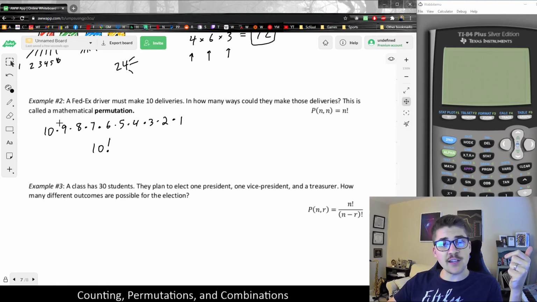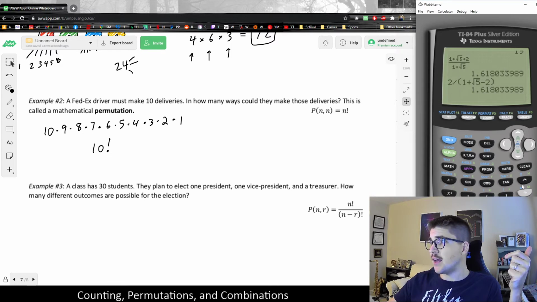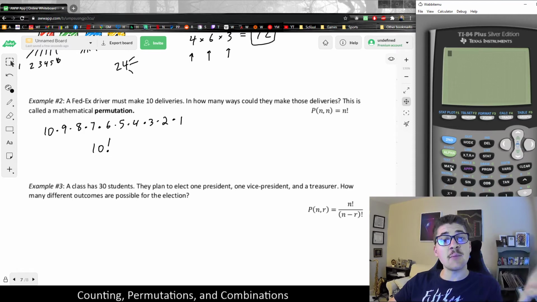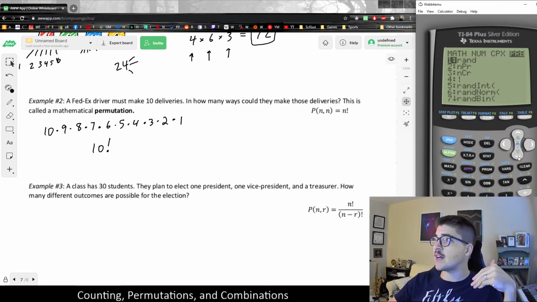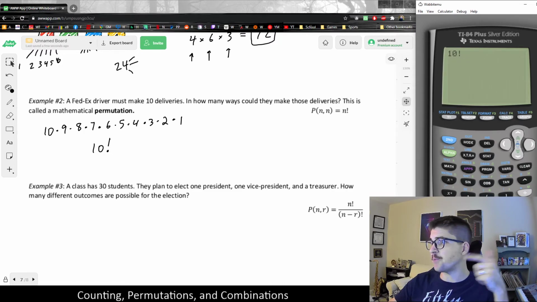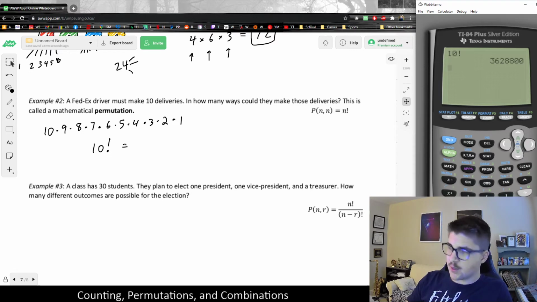Of course, in a calculator, you could type in this chain, but most calculators will have a factorial option. If I start by typing in 10, and then go into math and then PRB in the TI-84, which stands for probability, you can find formulas for permutations and combinations as well as factorials right in there. So the exclamation point is right there. And I could do 10 factorial, which ends up being a very, very great number of arrangements of those packages.